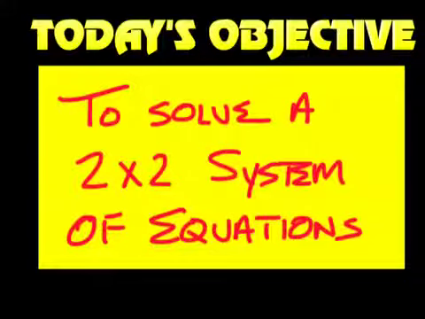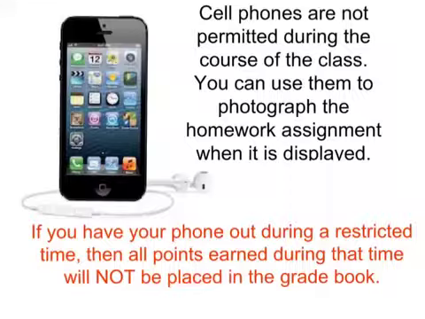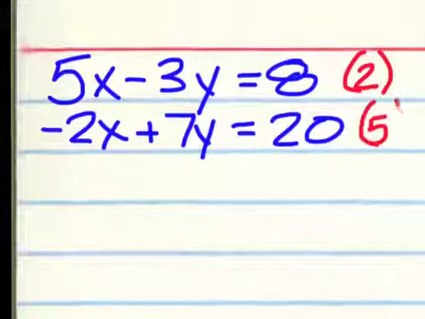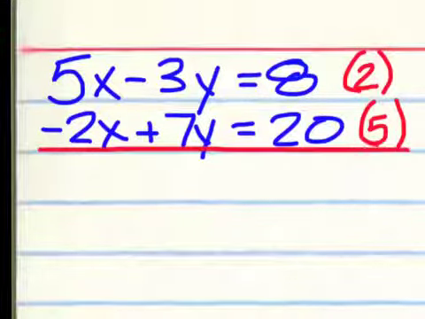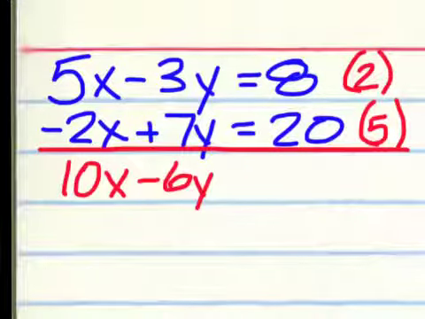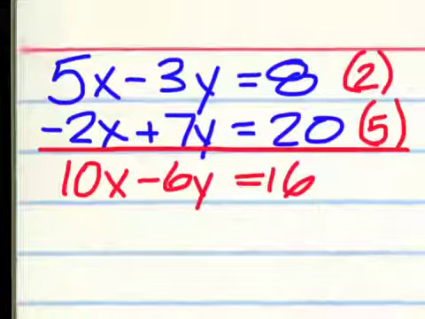To solve a 2 by 2 system of equations, what number am I going to try to form out on the left? 10. I'm going to try to form a 10. So what do I multiply the top by? A 2, and on the bottom? 5. So what do I end up with on top when I multiply through by 10? Yeah, 10x minus 6y equals 16. What about the bottom?